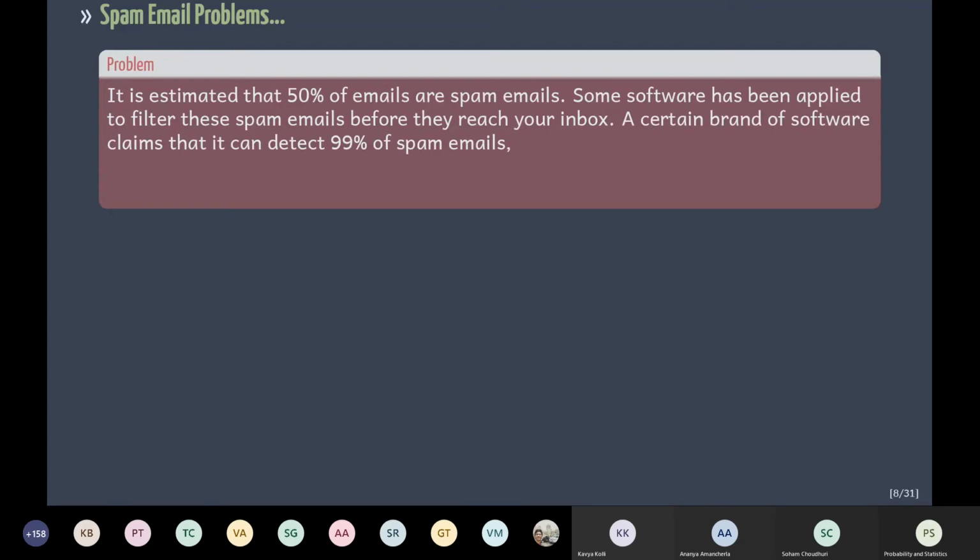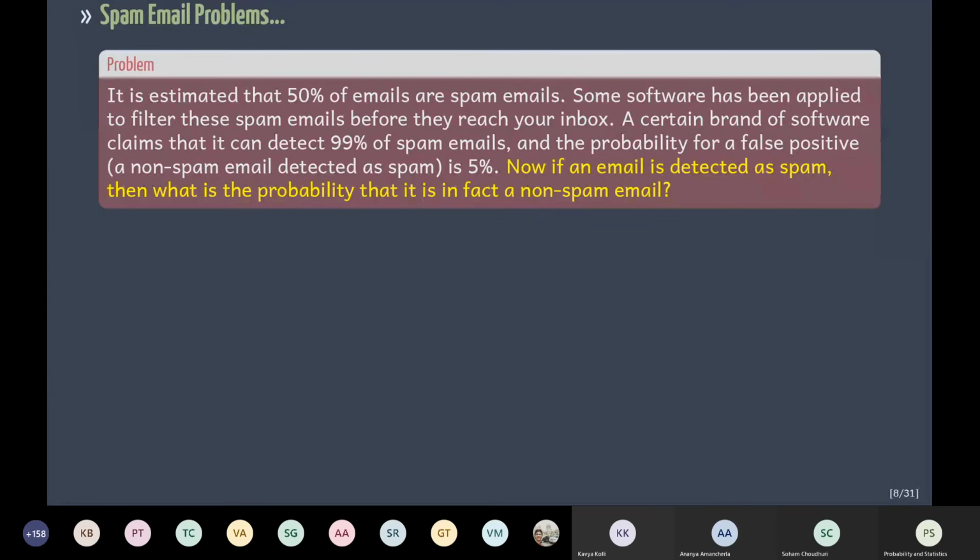A certain brand of software claims that it can detect 99% of the spam emails, and the probability of a false positive, that is a non-spam email detected as spam, is 5%. Now if an email is detected as spam, then what is the probability that it is in fact a non-spam email? These are the typical Bayes theorem problems.